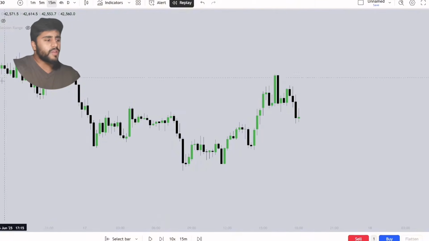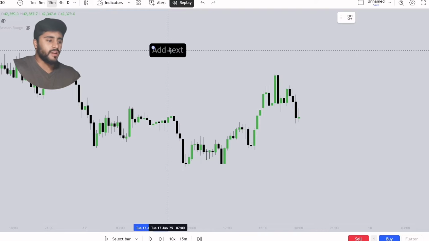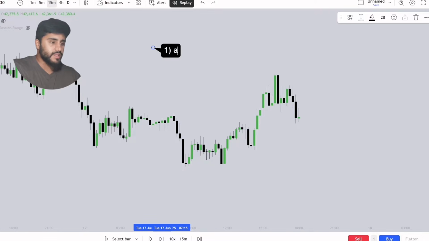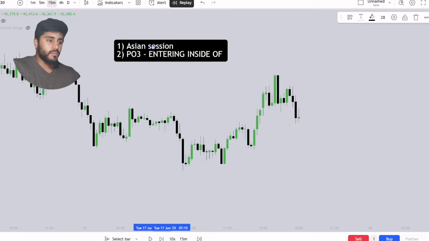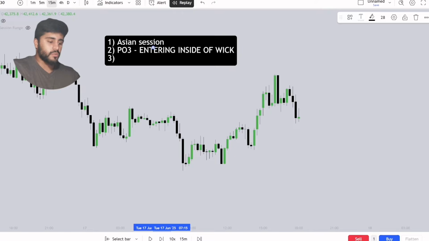When it comes to forming a trend reversal, I'm looking at a couple of things. I'm looking at the Asian session. This is very important to understand. I'm then looking at the PO3, and we're going to go over the power of 3 in a lot of detail, and we're going to look at what we call entering inside of a wick. And then the last thing we're going to look at is, of course, order flow.